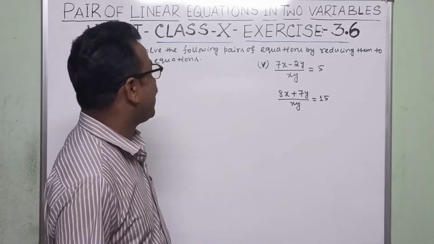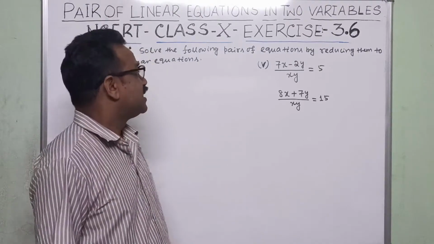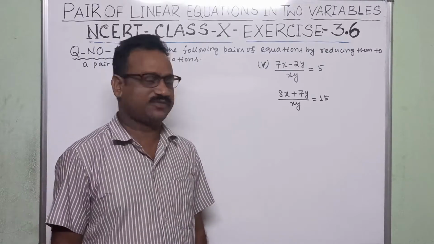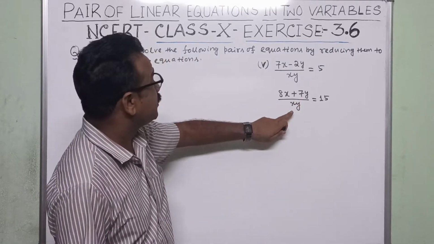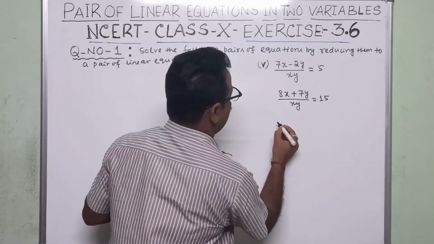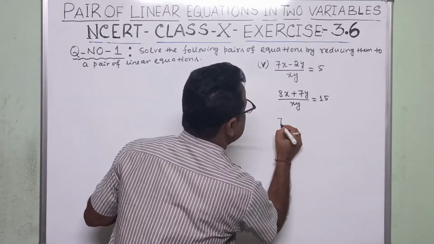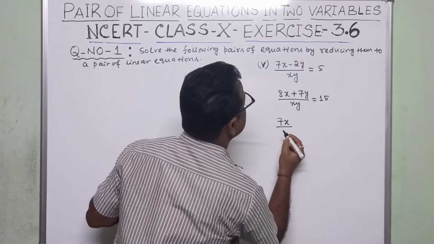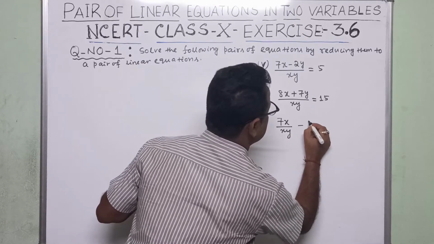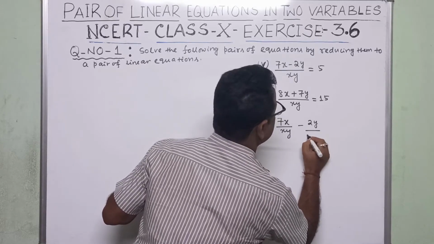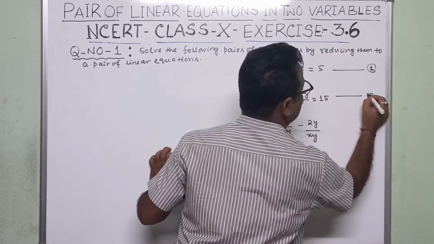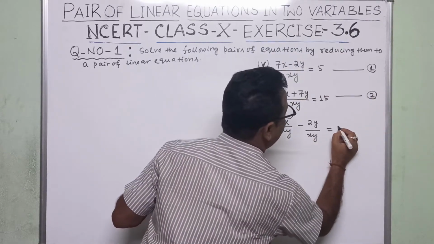Now move on to bit 5. What is given? Let us see. 7x minus 2y by xy is equal to 5. Now 8x plus 7y by xy is equal to 15. Okay. So your first equation, that is your 7x by xy minus 2y by xy, like this is equation 1. This is your equation 2 is equal to 5.